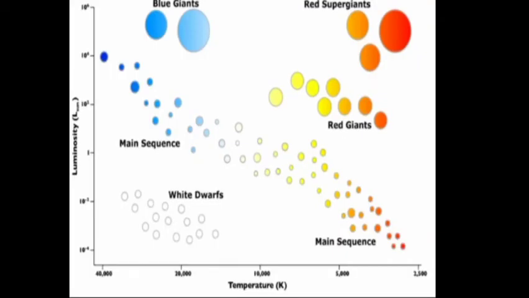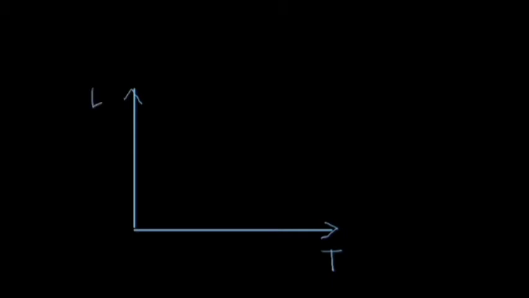What is the Hertzsprung-Russell diagram? It is a simple diagram that represents stellar classification according to the temperature and luminosity of the stars. You can simply describe a star using this method. There are two axes: on the x-axis is the temperature T, and on the y-axis is the luminosity L.